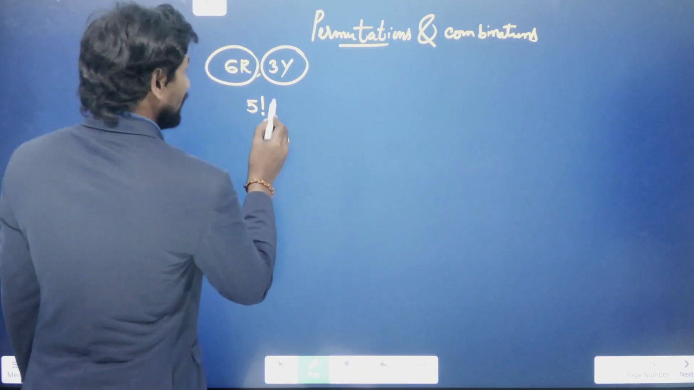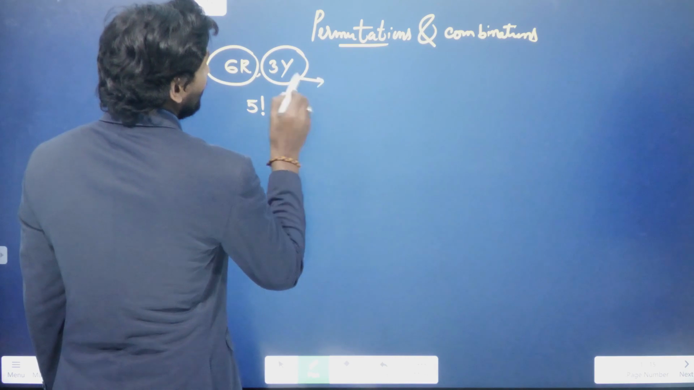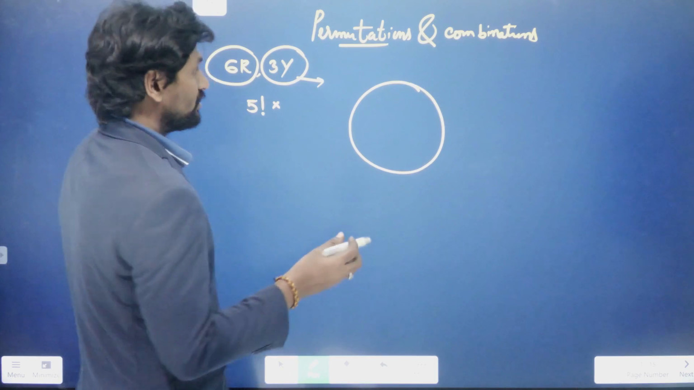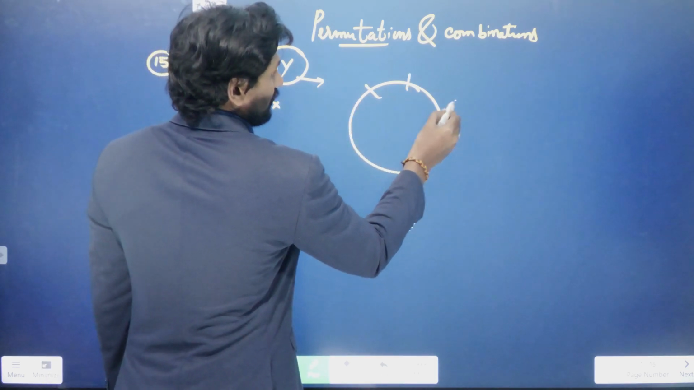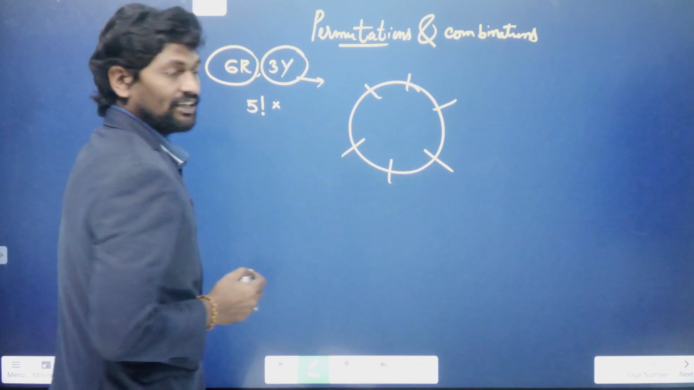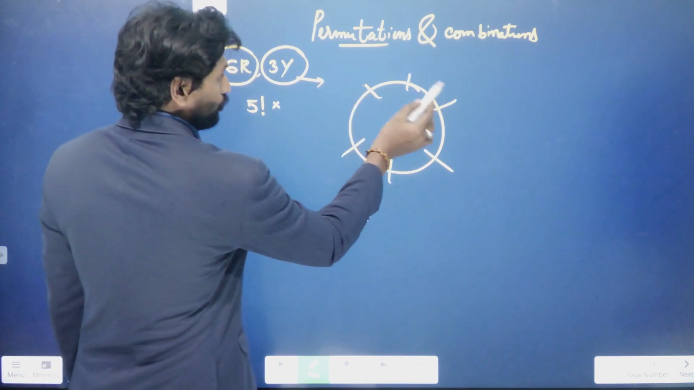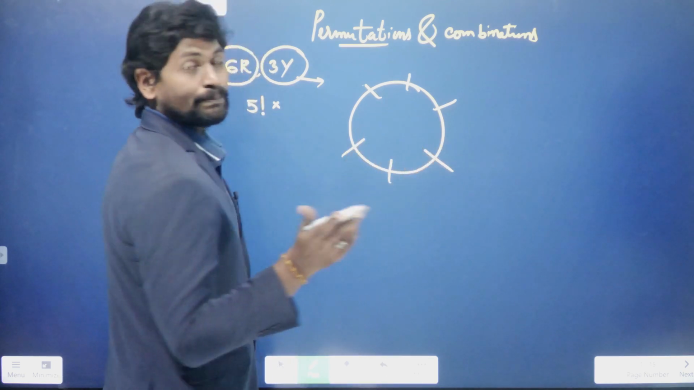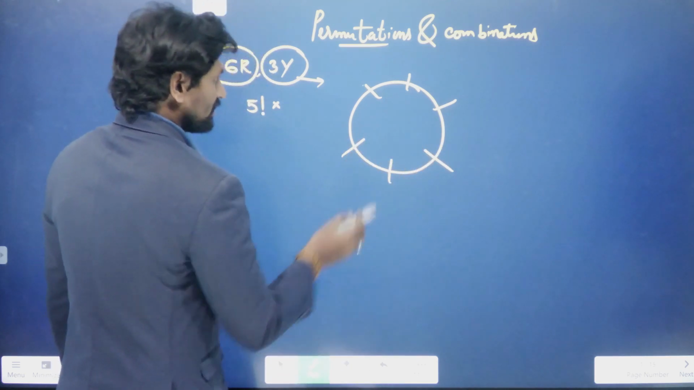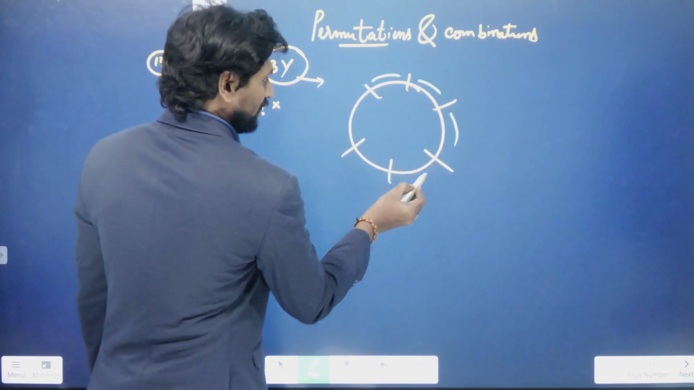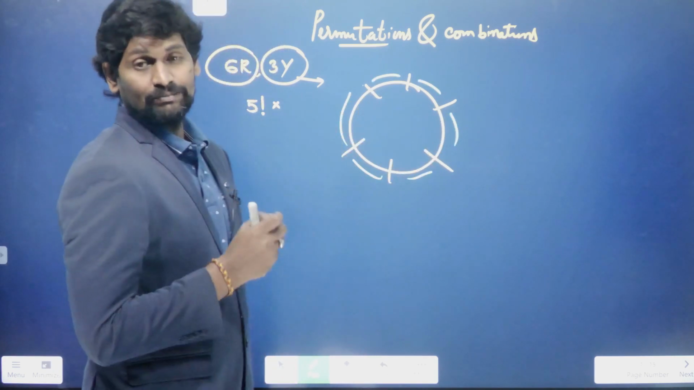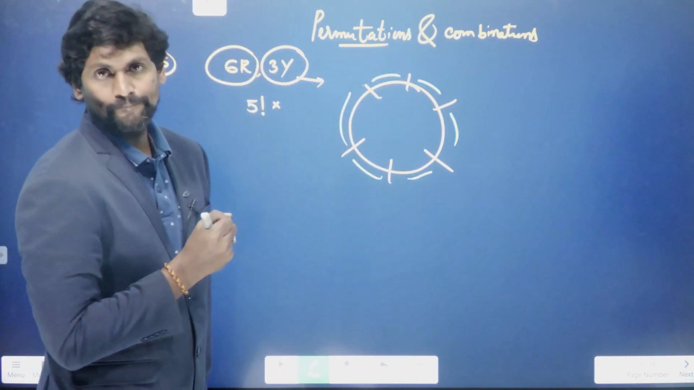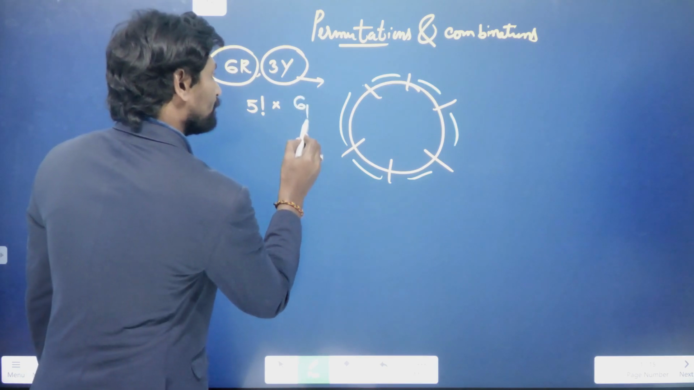And also the remaining: no 2 yellow roses together. That means while you are arranging the 6 red roses like this, 1, 2, 3, 4, 5, 6, in between there are 6 places for yellow roses. Here 1, 2, 3, 4, 5, 6. That means these 6 places should be occupied by only 3 roses. Am I right? That means 6P3.